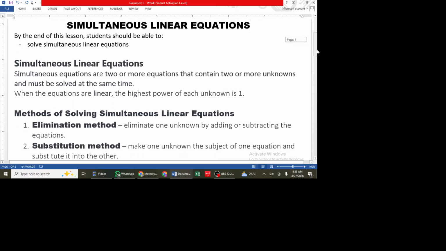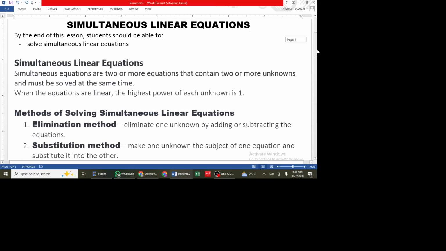Simultaneous linear equations are two or more equations that contain two or more unknowns and must be solved at the same time. The meaning of simultaneous is that you solve them at the same time. And a linear equation is an equation in which the highest power of the unknown is 1.